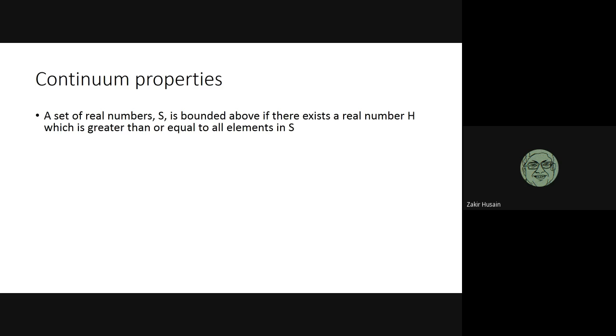You have a set of real numbers. Let us suppose the real numbers are 1, 2, 3, like this. And suppose there is some number h which is greater than or equal to all these numbers.